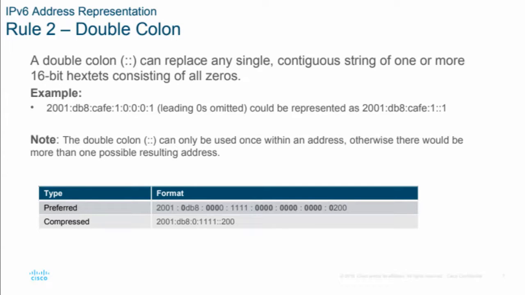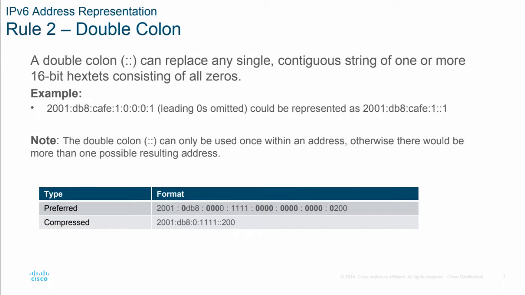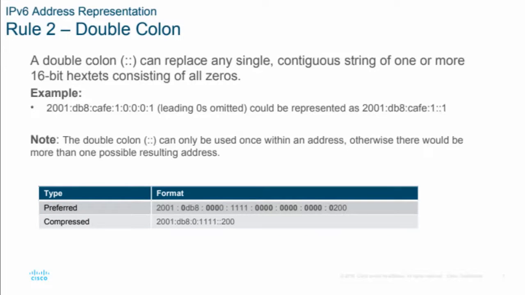The double colon can only be used one time within an address. Otherwise, there would be more than one possible resulting address. So here we have one example. These zeros plus zeros plus zeros, instead of them, we just put double colon. But I can only use it once. This is the abbreviation for writing, simplifying address representation rules.